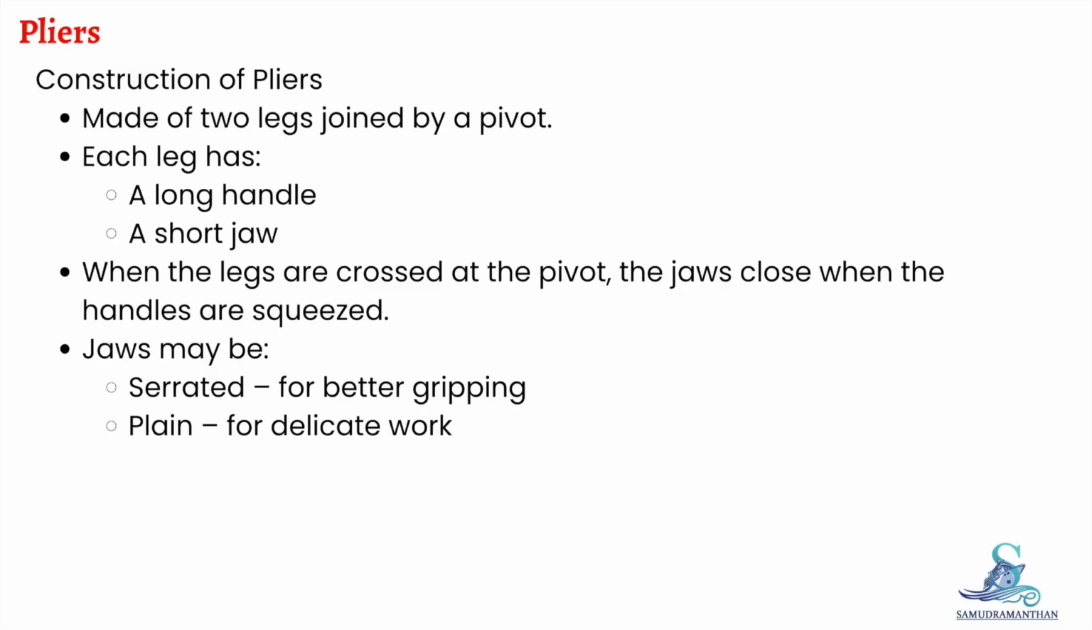Pliers consist of two legs joined by a pivot. Each leg has a long handle and a short jaw. If the legs are crossed at the pivot, the jaw will close when pressure is applied to the handles. Pliers may have serrated jaws which provide better grip or plain jaws which are used when the work surface should not be damaged. For better understanding, let's watch a small clip on this topic.